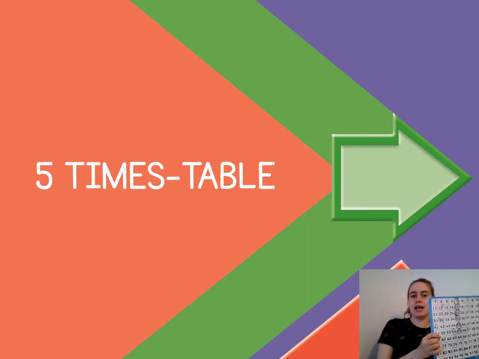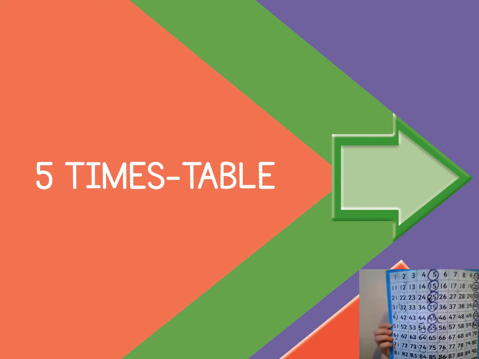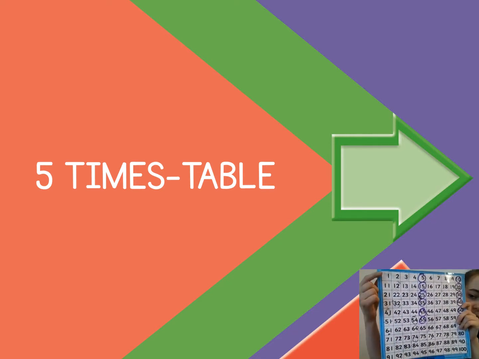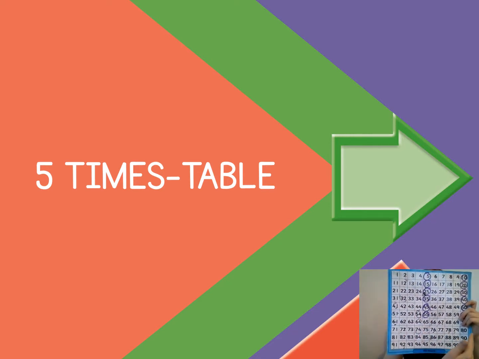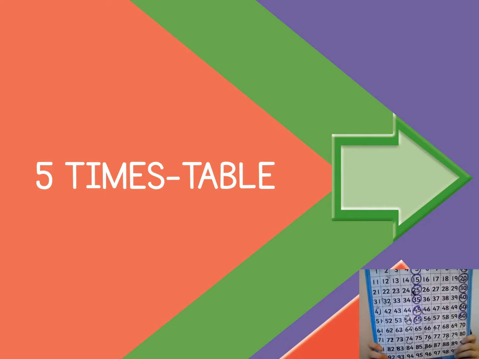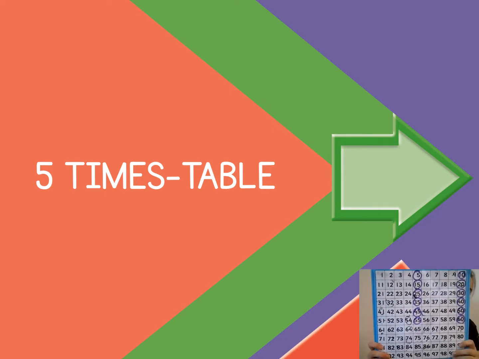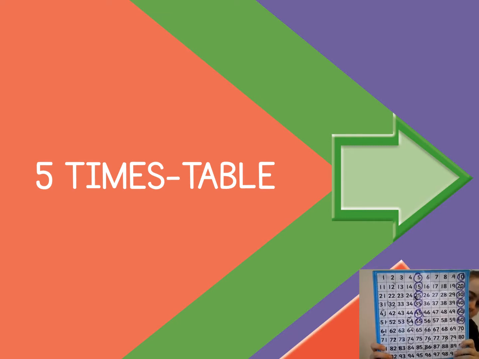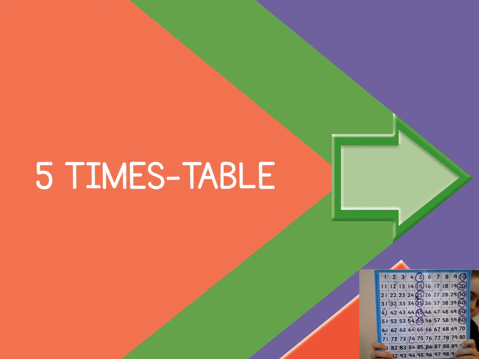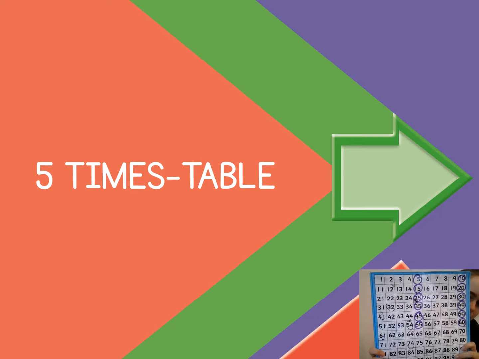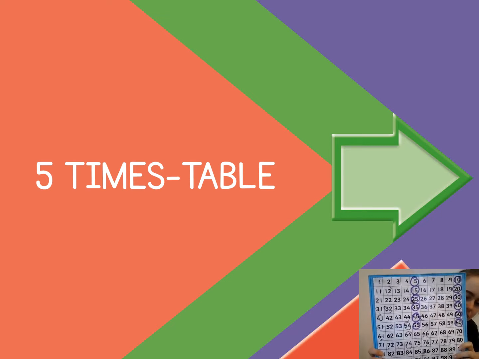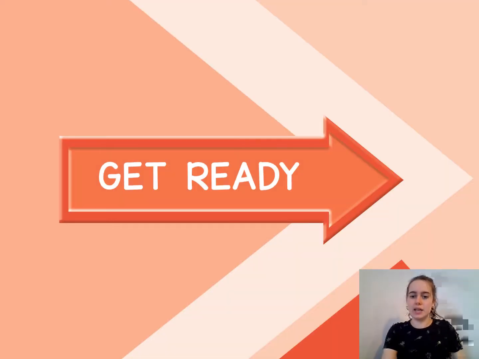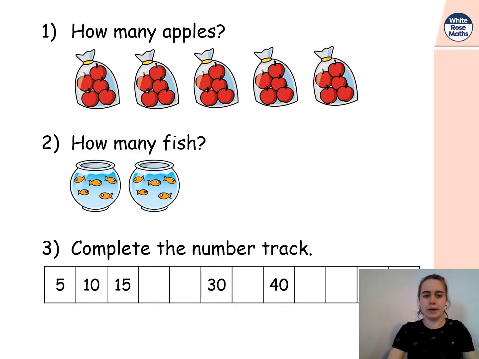So as a warm-up, let's count up in fives together. I have circled the purple numbers that are the 5 times table. So let's count up in fives. We've got 5, 10, 15, 20, 25, 30, 35, 40, 45, 50, 55, 60. Good job, well done. So let's start with our warm-up exercises.